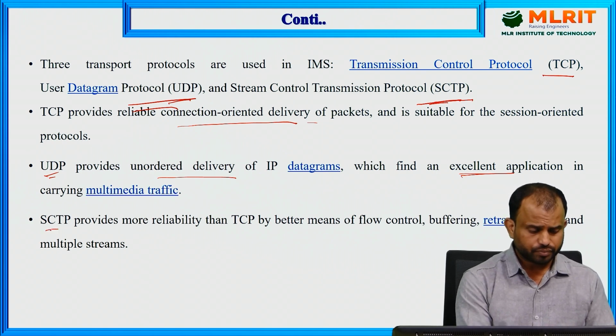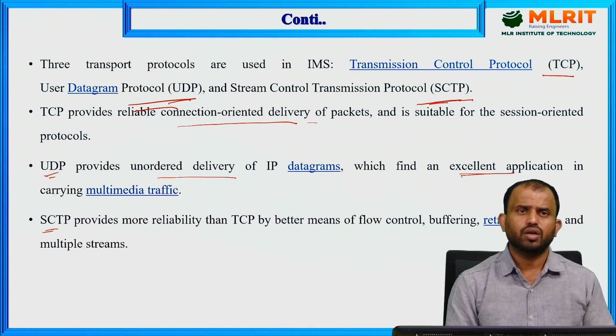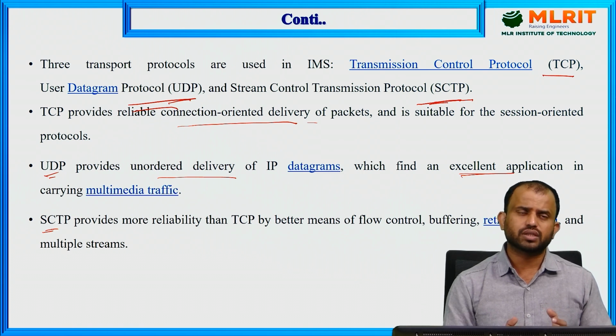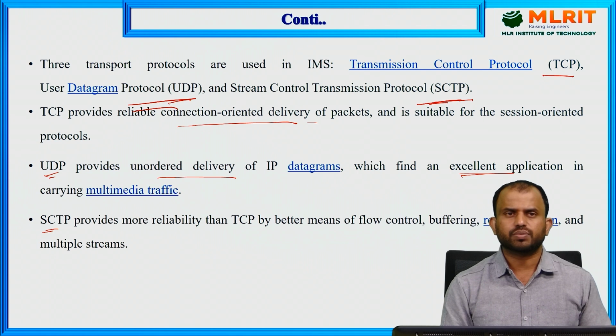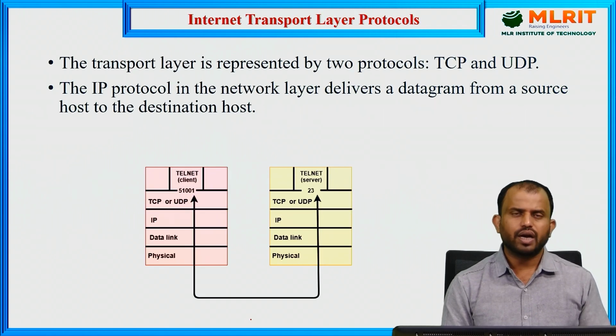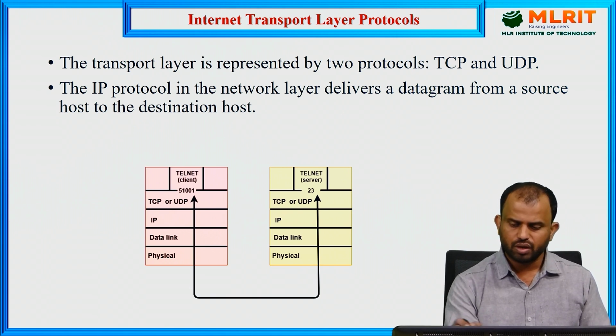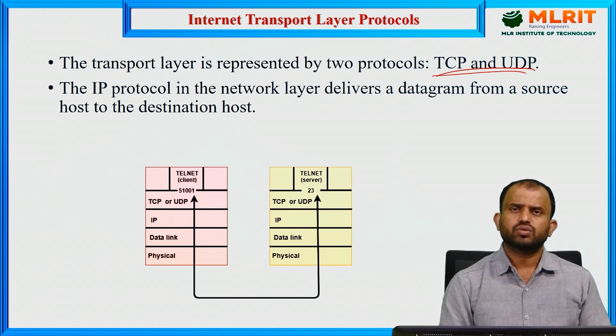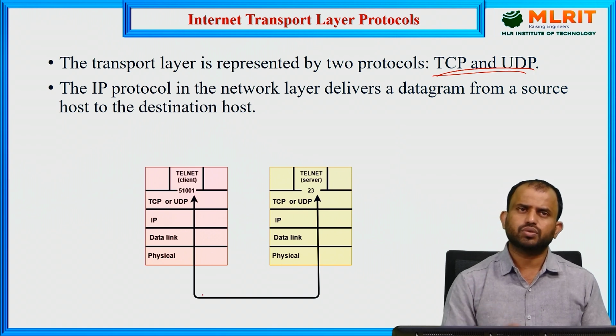And the stream control transmission protocol provides more reliability than TCP because it maintains better flow control, buffering control, and retransmission, as well as multiple streams. All these things we can easily accommodate and operate in the stream control transmission protocol. So what is the internet transport layer protocol? The internet transport layer has two protocols: one is the TCP protocol, another is the UDP protocol, the transmission control protocol and the user datagram protocol.